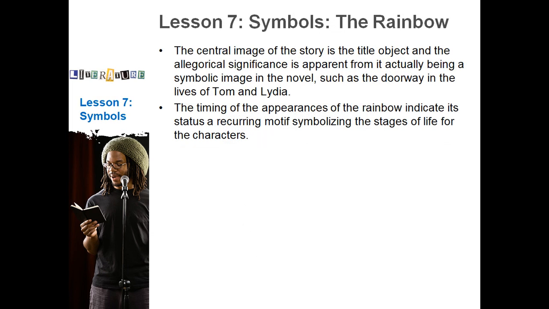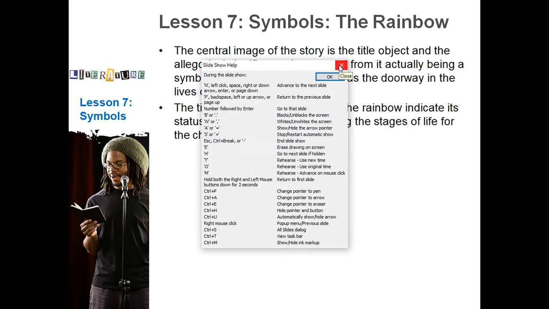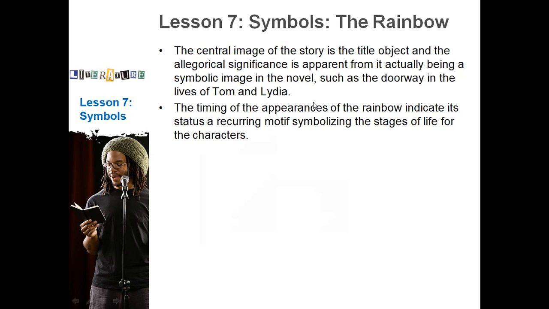The last, lesson 7 of this week: symbols. The first symbol is the rainbow. The central image of the story is the title object, and its allegorical significance is apparent from it actually being a symbolic image in the novel, such as the doorway in the lives of Tom and Lydia. The timing of the appearances of the rainbow indicates its status, a recurring motif symbolizing the stages of life for characters. The rainbow, in fact, represents the removal of discrimination between men and women and a ray of hope for new life, new independence in the world of women by the side of man.